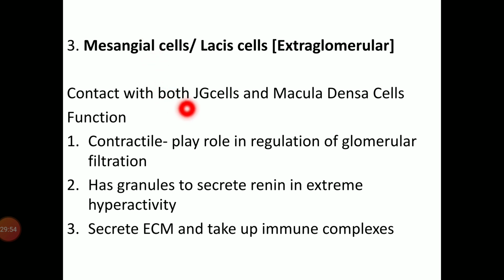This mesangial cell, we already know that it is a pericyte-like cell, and it is present between the afferent and efferent arteriole. And these mesangial cells are contractile in nature, so whenever they contract, the glomerular filtration rate would also decrease. Okay, and this mesangial cell also has renin, so whenever renin secretion occurs, obviously it is going to cause an increase in the production of angiotensin 2, and this angiotensin 2 would again regulate the glomerular filtration rate.